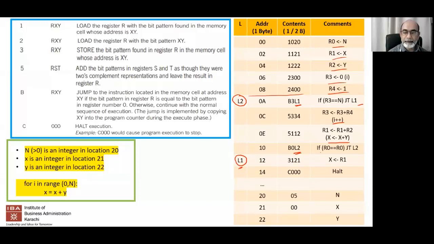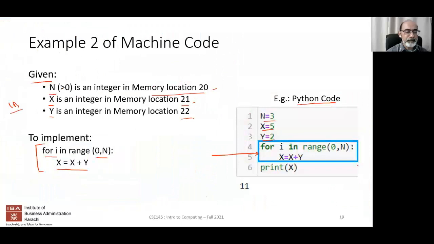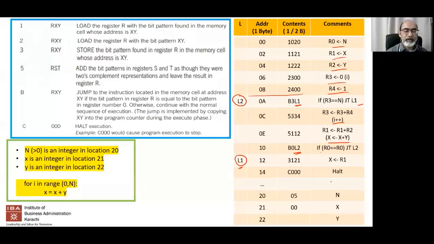Sir, Maaz Kareem. Ji, Maaz. Sir, over here, when we halt, will it exit the entire program? Because we had a print statement after this. Okay, so as I said earlier, I'm not doing the print portion. I'm simply going to implement up to this code. We're not going to implement the print, because that's kind of beyond the scope of these instructions. There's no instruction over here which actually prints something, okay? And we're going to assume that once it's halted, that's the end.